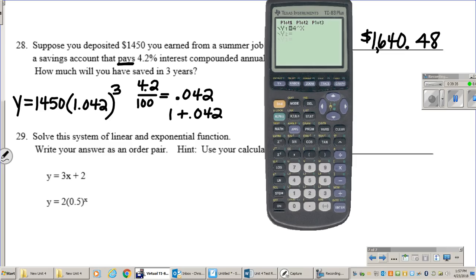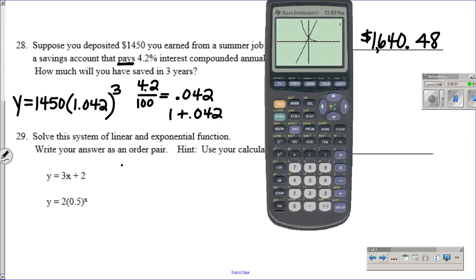So we're going to go to y equals on the graphing calculator. On the first line, we're going to type in the linear equation, 3x plus 2. And on line 2, we're going to type in the exponential equation, 2 times 0.5, oops, I left my decimal out, raised to the x power. Make sure you have the equations typed in correctly, and then hit graph.